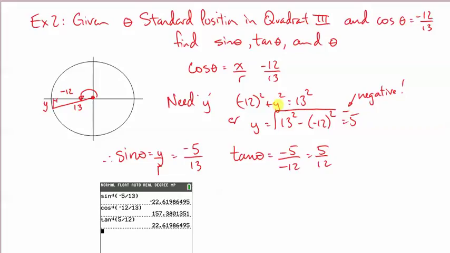To solve for the unknown side, I need hypotenuse squared minus the other side squared, so it's 5. But it's in quadrant 3, so I need a negative. Don't forget that. You'll have to put that in. As a result, the sine of the angle being y over r is negative 5 over 13. Tangent, a negative divided by a negative, so 5 over 12.